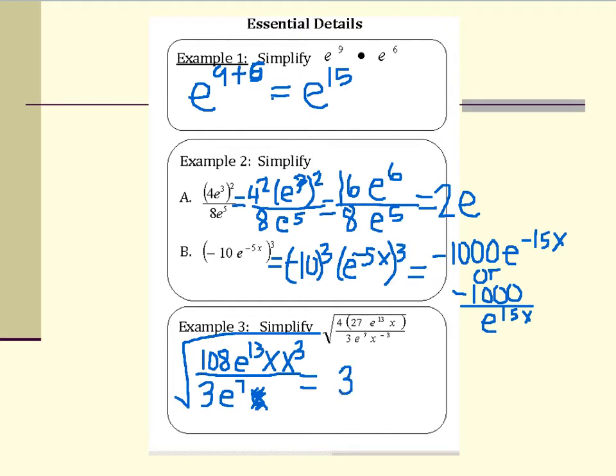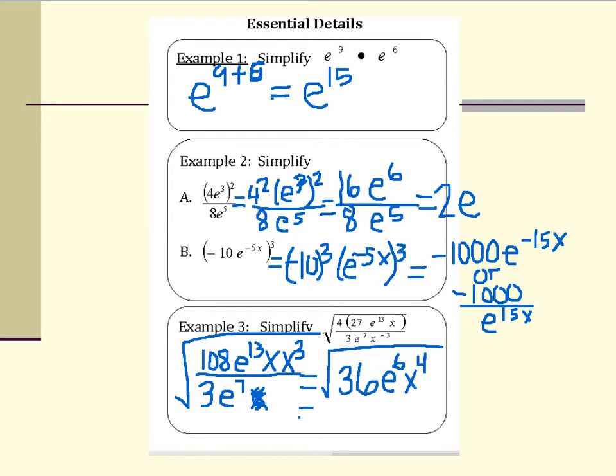So now we've got 36. e to the 13th over e to the 7th, we just subtract. 13 minus 7 is 6. So this is e to the 6th. x times x to the 3rd is x to the 4th. We've still got our radical sign here, so we need to simplify a little bit more.